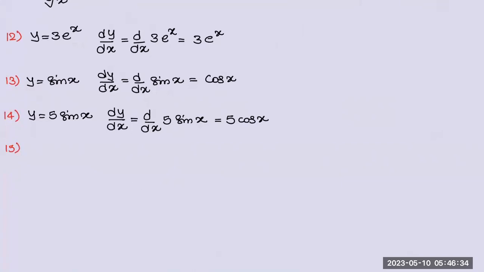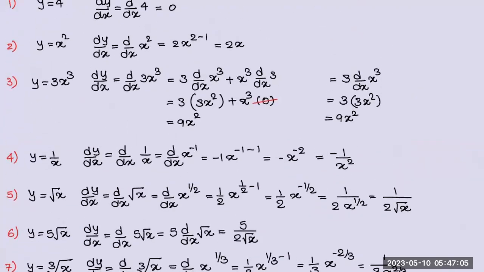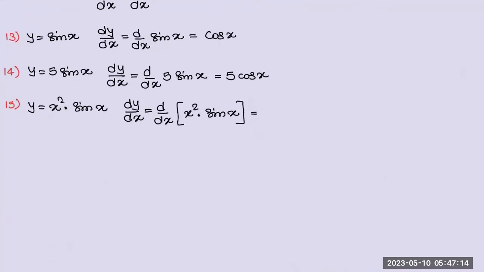Question number 15. x square sin x. y is equal to x square multiplied with sin x. Now we are using a different formula. dy by dx is equal to d by dx of x square multiplied sin x. Anyone who can tell me what formula you use here? UV formula. U into V formula, because it is a product. Yeah, the plus one will come at 18, no problem.